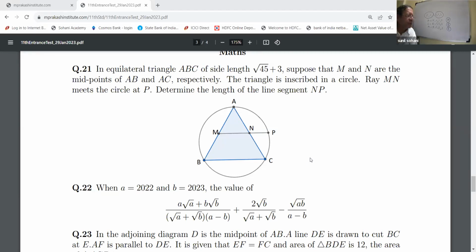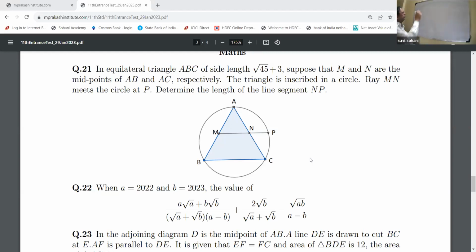By the time you are thinking, let me draw the question on my board. I also want you all to draw the figure in your notebook. We are going to do some marking on the diagram. There is an equilateral triangle ABC of side something. M and N are midpoints of AB and AC. The triangle is inscribed in a circle. Ray MN meets the circle at P. Determine the length of the segment NP.